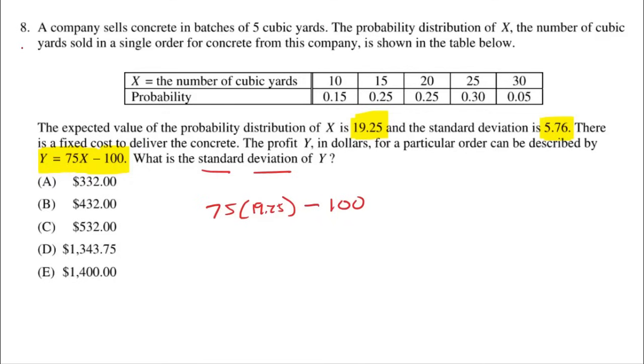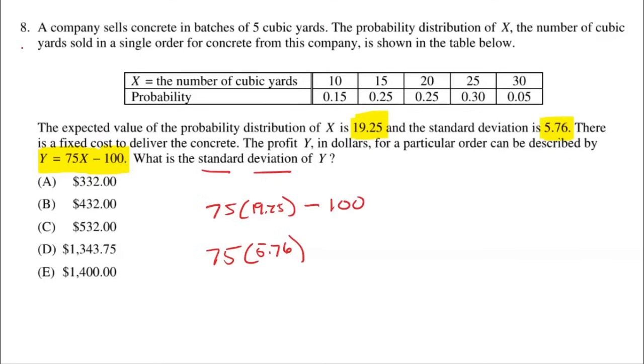But the question is asking about standard deviation, and standard deviation does not get impacted by addition or subtraction of a constant like the negative 100. So when it comes to standard deviation, all I'm going to do is take the 75 times the 5.76. Multiplication of a constant does impact standard deviation. I'm not going to add. I'm not going to subtract. I'm not going to do anything else. Definitely don't subtract 100 because that does not affect standard deviation or measures of spread.